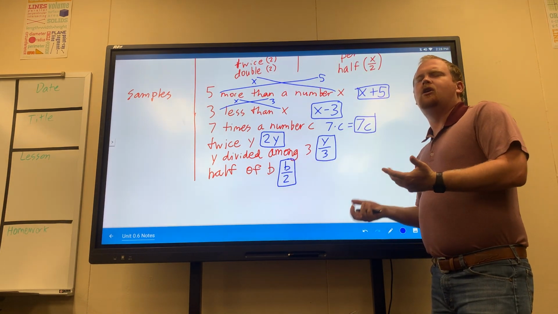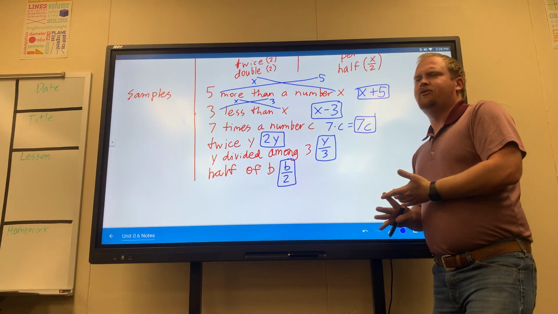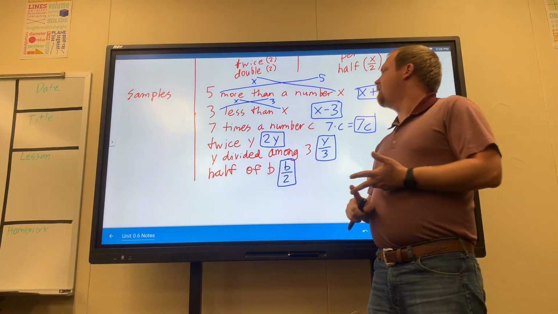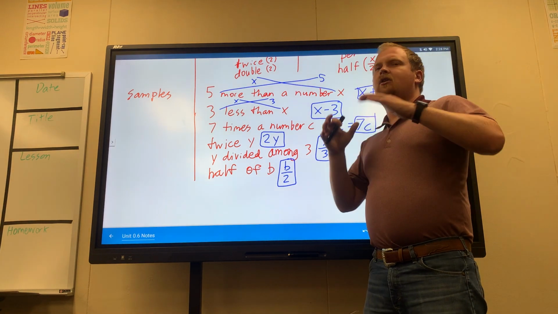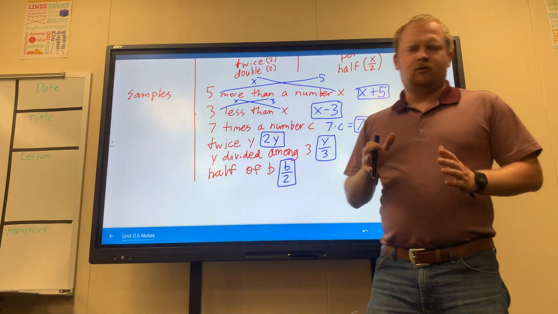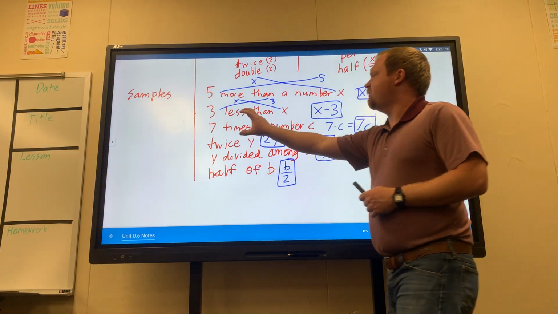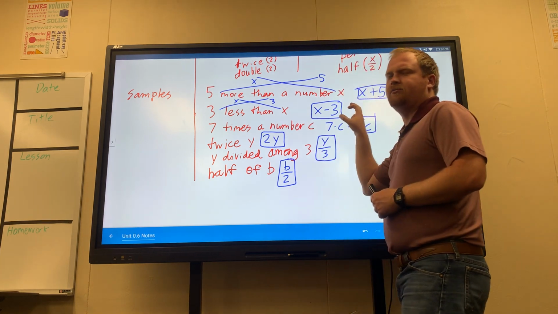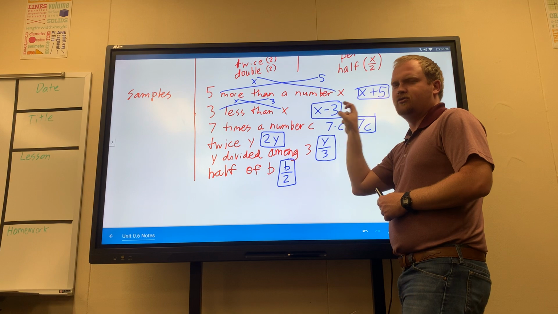And that's basically all we're trying to do. We're just trying to set it up. We're not worried about solving it right now. We're not worried about figuring out what the y is, what the b is, or what the x is. All we worry about today is being able to set up algebraic expressions from words, from the English word.